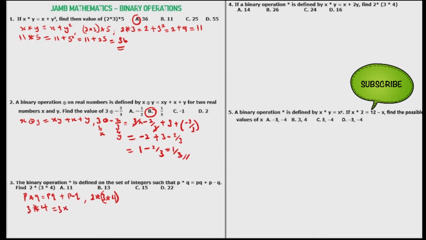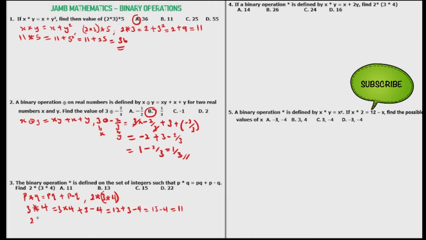So we have 3 multiplied by 4, because PQ is related by multiplication. So 3 times 4 plus P, which is 3, minus our Q, which is 4. We have 12 plus 3 minus 4, which is 15 minus 4, which is equal to 11. The one inside the bracket gives us 11.